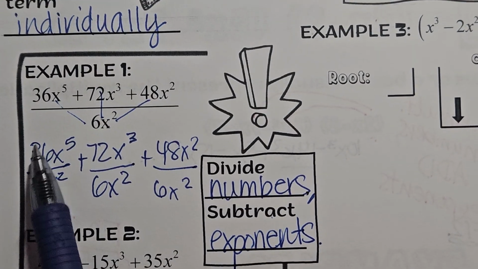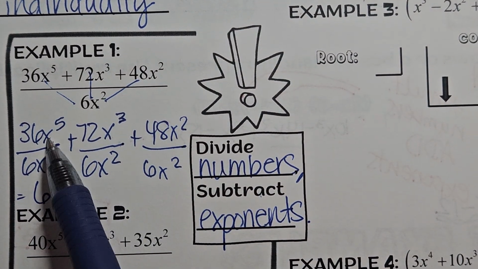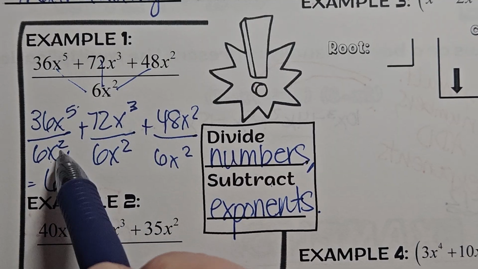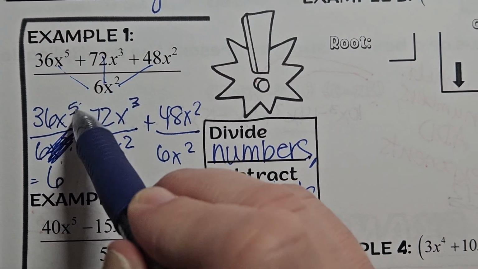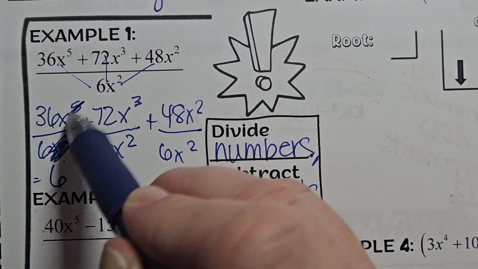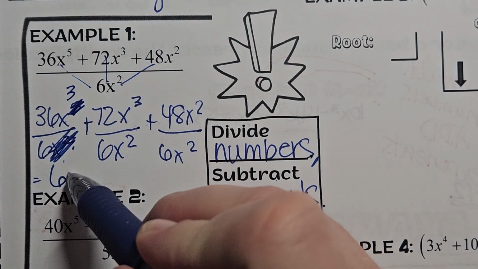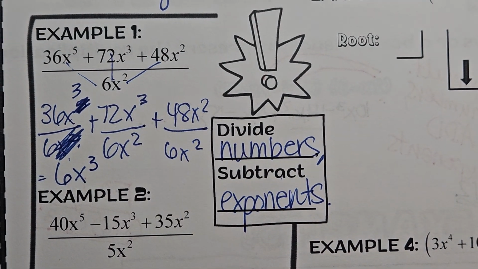So here, 36 divided by 6 is just 6. But then for x to the fifth over x squared, I subtract, because these two x's here are going to cancel out 2 of the ones up here, but there are 5 up here. So if I take 2 away, there are still 3 left. So I get 6x to the third. And then we just repeat that for the next two terms.